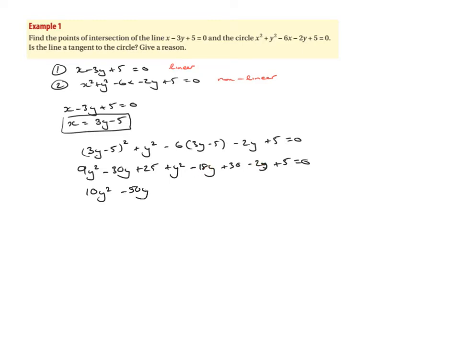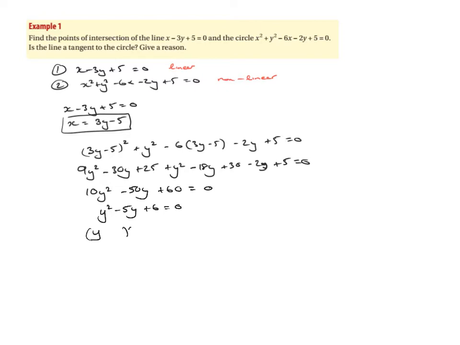And then we've got 25 plus 30 plus 5, so that's going to be plus 60 is equal to 0. Now, hopefully you can see there's a common factor here, that we've got 10, so we're going to divide both sides by 10, which means that we're going to get y squared minus 5y plus 6 is equal to 0. And now what we need to do is to factorise this.